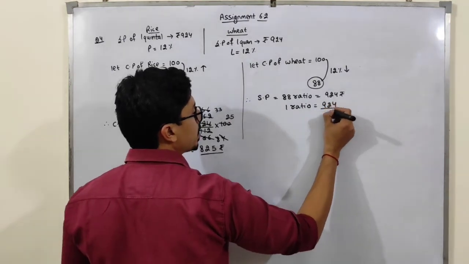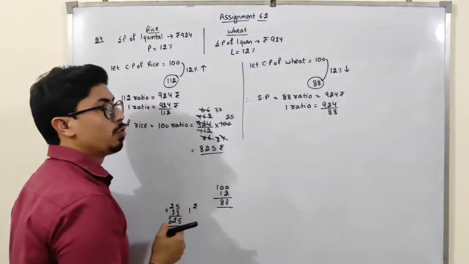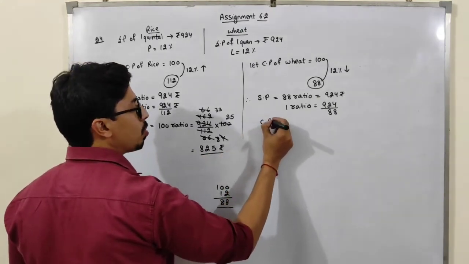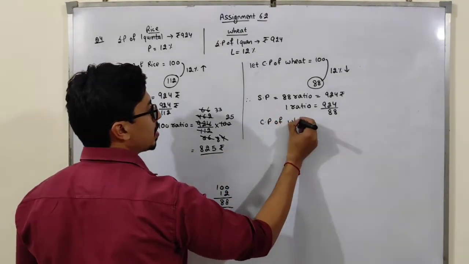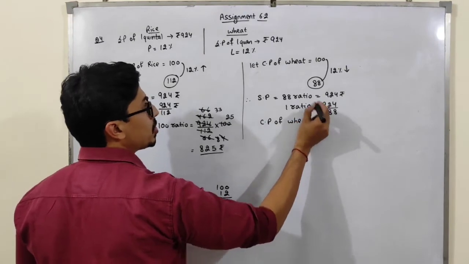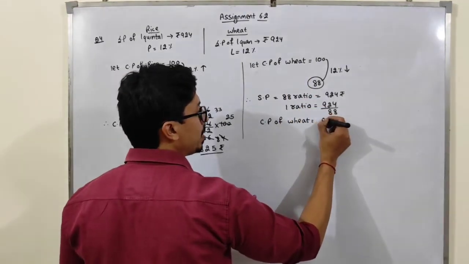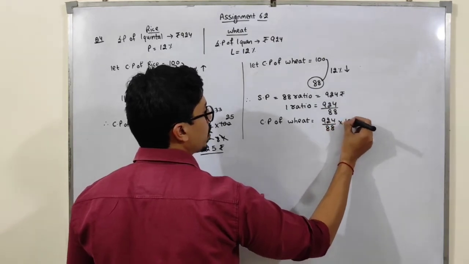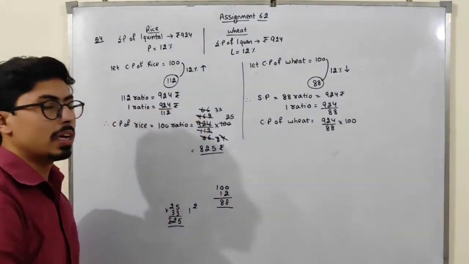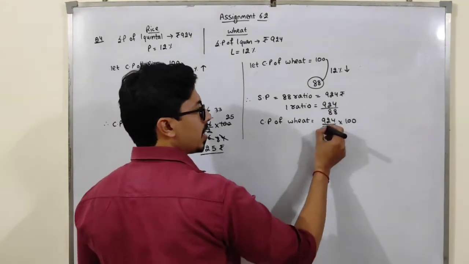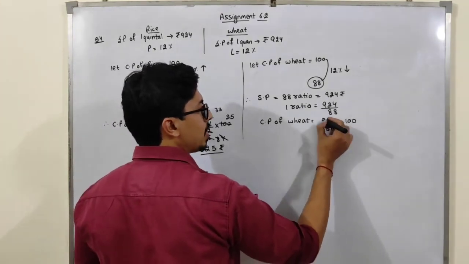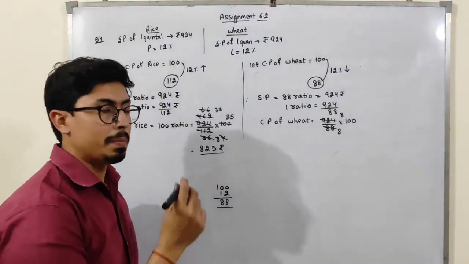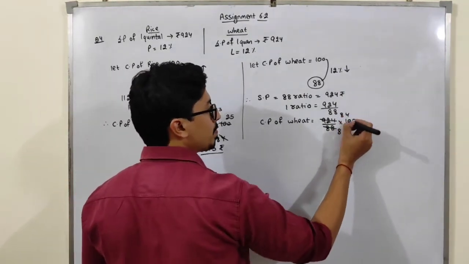924 by 88. Okay. And what I have to find out, students, is the CP. So the CP of wheat will be how much? 100 ratio. So 100 ratio will be, just multiply this by 100. Just cancel them out by 11, students. 11 8s are 88. The remainder is 4. So it will be 4.